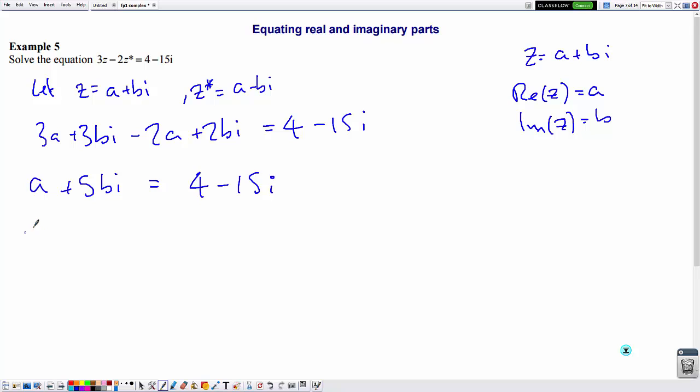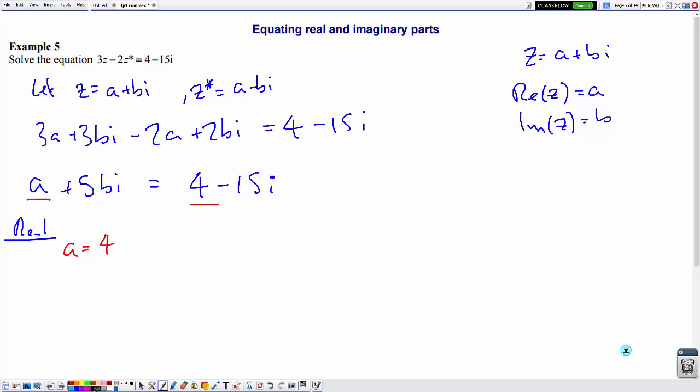So let's compare real and imaginary parts. So I'm just going to take real parts here. So what's my real part here? Well, it's a, isn't it? What's my real part here? 4. What did I say before? Two complex numbers are equal, the real parts must be equal, and so must be the imaginary part. So from this, we can just say a is equal to 4.